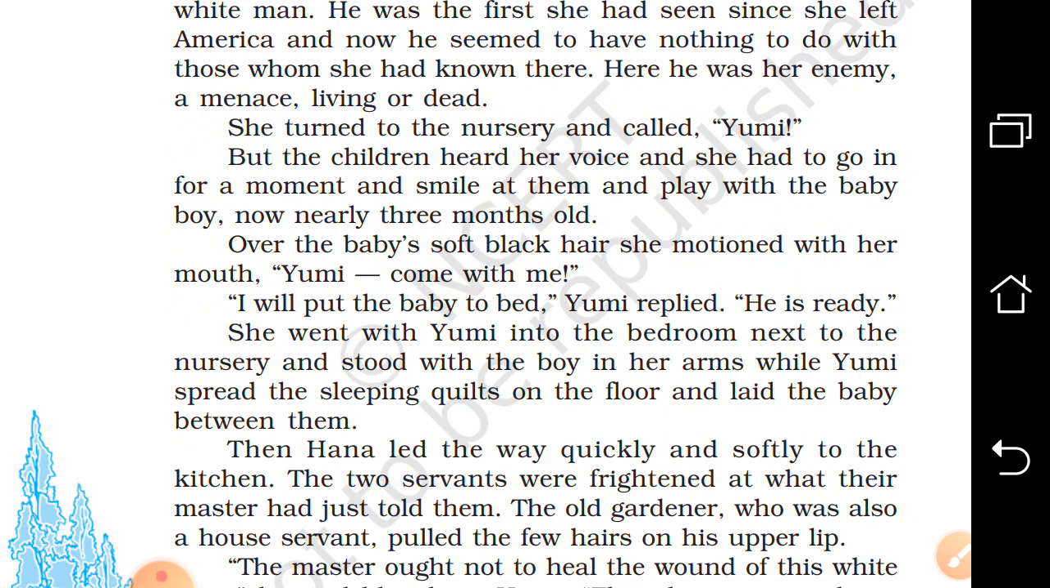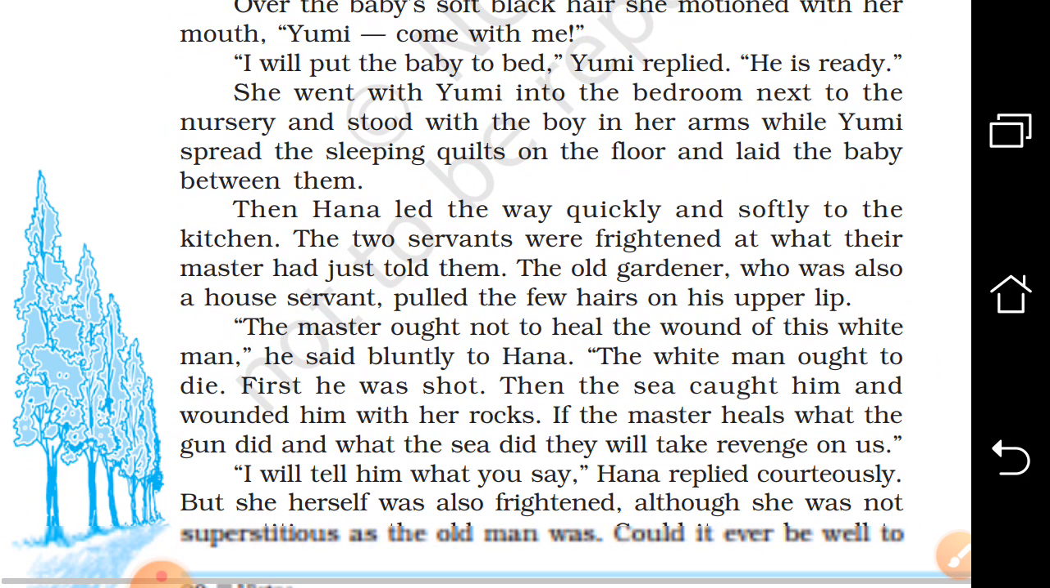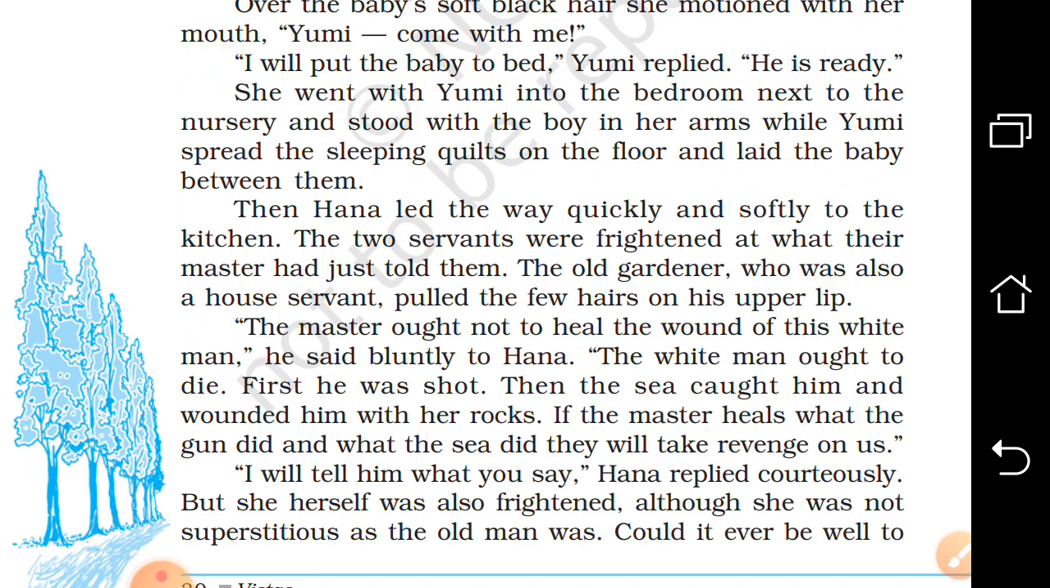She said, "I will put the baby to bed." Yumi replied, "He is ready." She went with Yumi into the bedroom next to the nursery and stood with the boy in her arms while Yumi spread the sleeping quilts on the floor and laid the baby between them. And finally, Yumi made the children sleep and escorted Hannah to the place where the prisoner of war is. Then Hannah led the way quickly and softly to the kitchen.